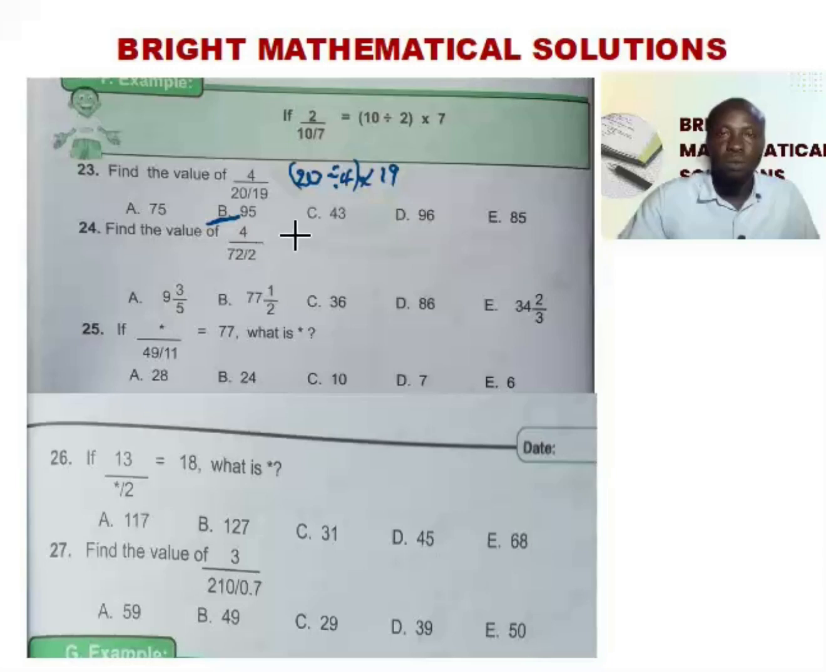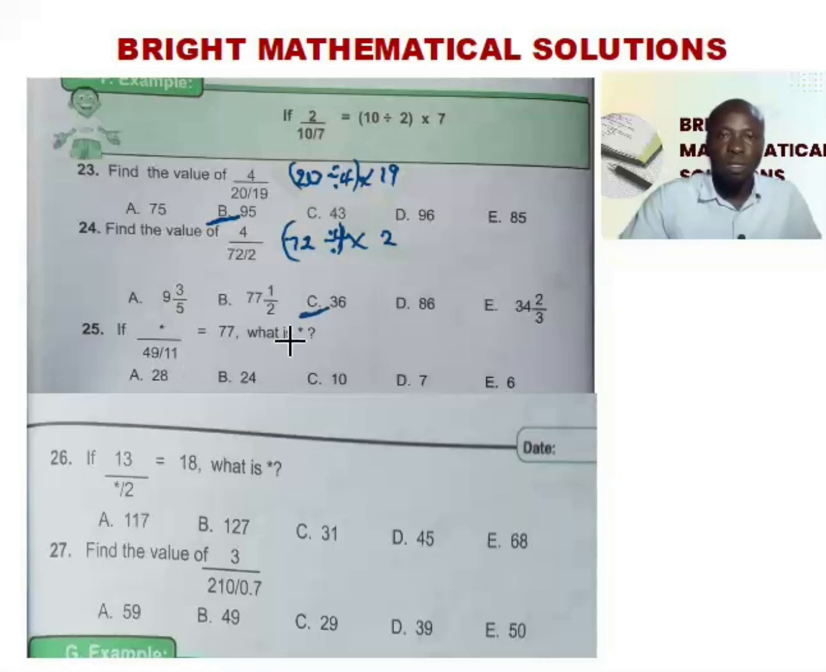For the next one, we have 72 divided by 4 and then multiply by 2. So 72 divided by 4 gives us 18. 18 multiplied by 2 gives us 36.